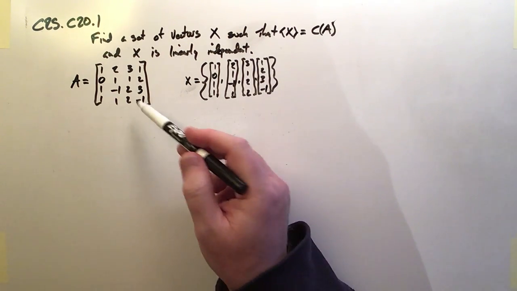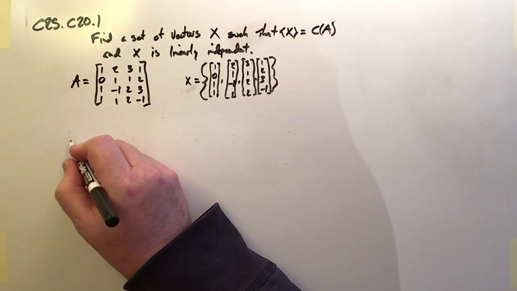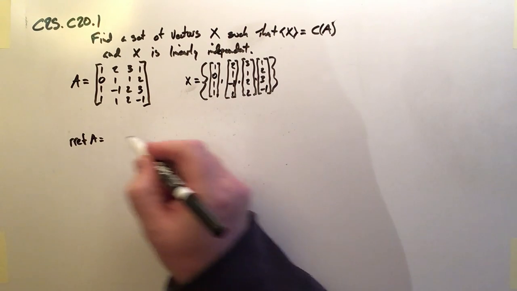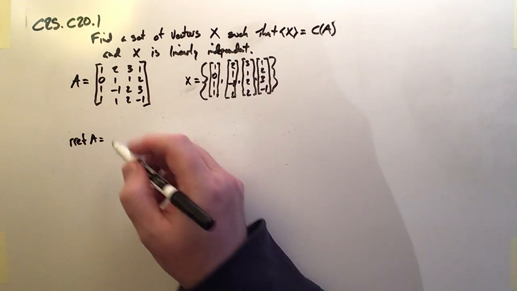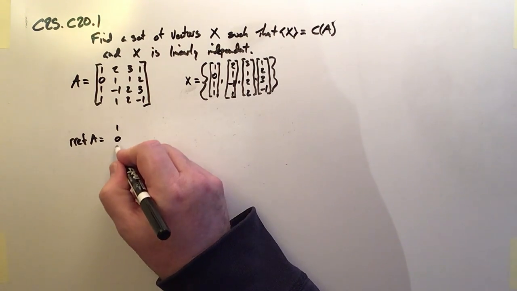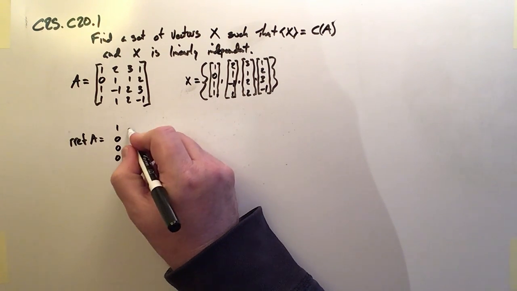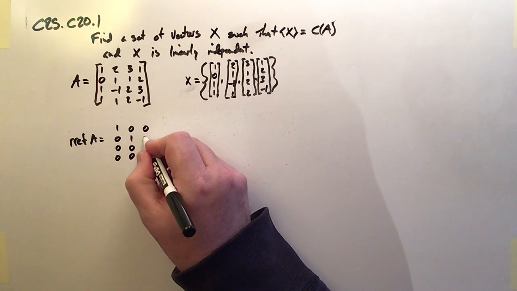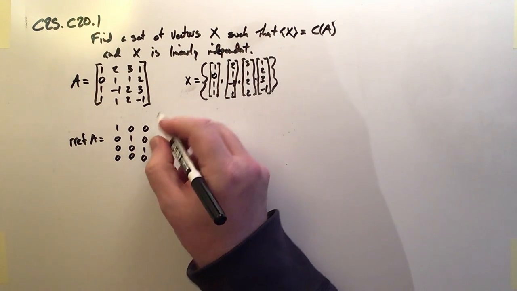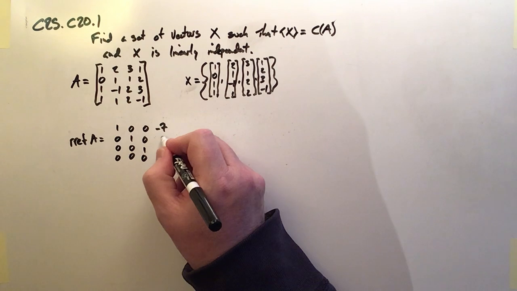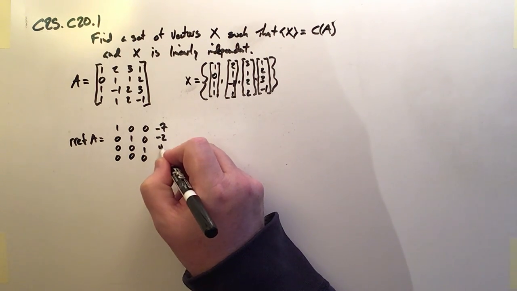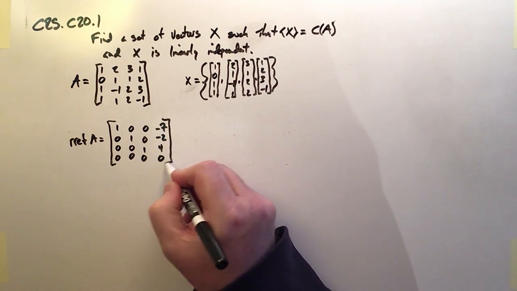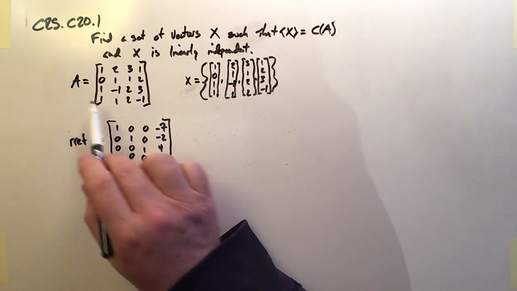So what do we do? Well, our old friend, the reduced row echelon form, is going to tell us an awful lot. So if we RREF A, this is what we get. So you get 1, 0, 0, 0, 0, 1, 0, 0, 0, 0, 1, 0, and then the final column is negative 7, negative 2, 4, and 0. So this is what the reduced row echelon form of matrix A looks like.